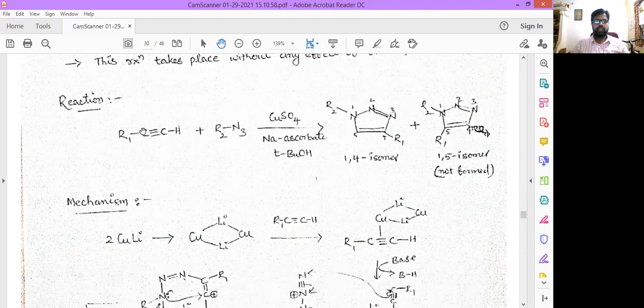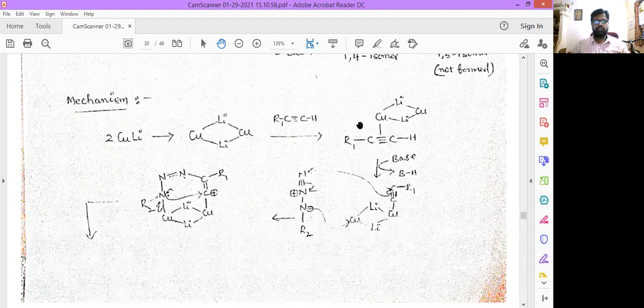Here you can see the alkyne, R1C triple bond CH, and here you have R2N3. So in the presence of copper sulfate, sodium ascorbate and tertiary butanol, these 1,4 and 1,5 isomers are formed, because this is a terminal alkyne.